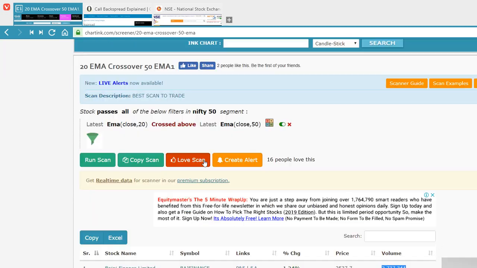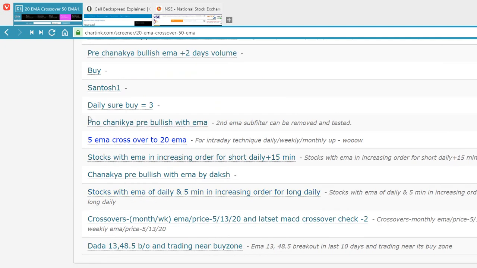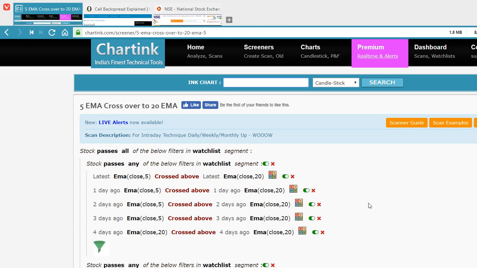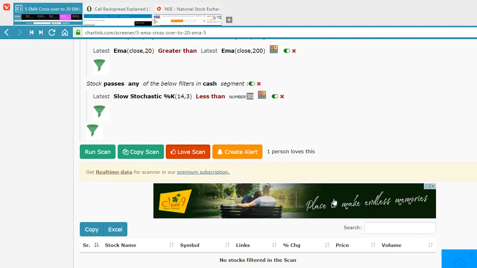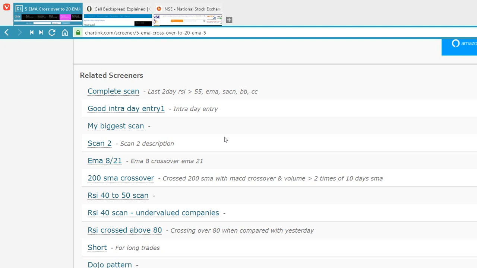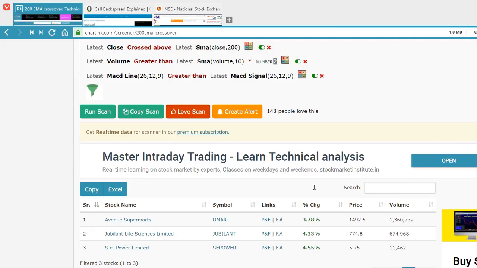So again, you go down, and if you see any other crossover, okay, 5 EMA crossover to 20 EMA, this is another good way of selecting stocks too. I think there are no scanners here. I'm sorry, there are no stocks listed, like for the 200-day simple moving averages crossover. So this is a very good indicator to pick short-term picks.